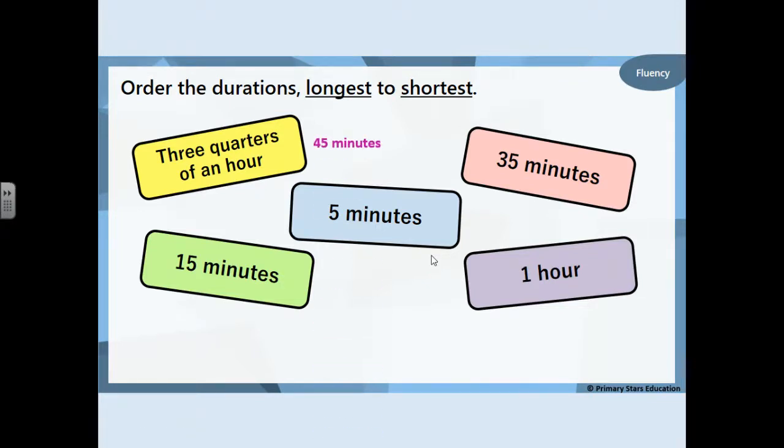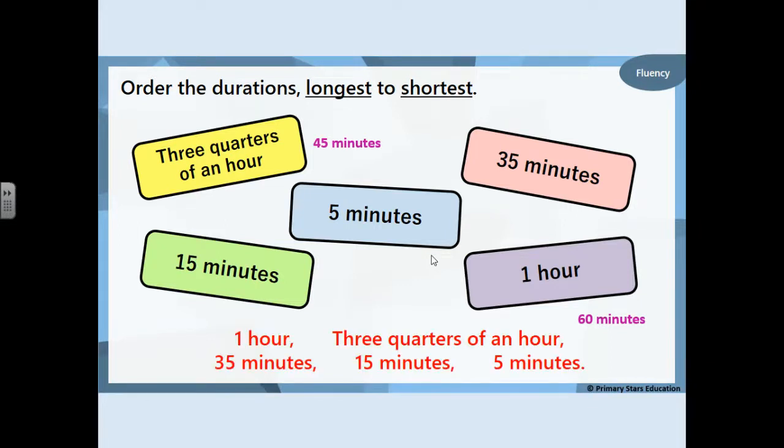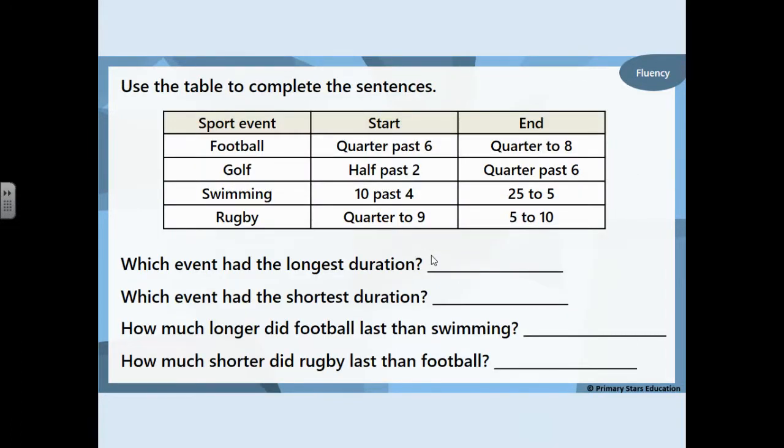3/4 of an hour is 45 minutes and 1 hour is 60 minutes. Right, have a go at it now and see which one takes the longest time to the shortest time. Now let's have a look. So 1 hour would be the longest. Then it would be 45 minutes, which is 3/4 of an hour. So it would be 1 hour, 3/4 of an hour, 35 minutes, 15 minutes, and then 5 minutes. Right, there you go.